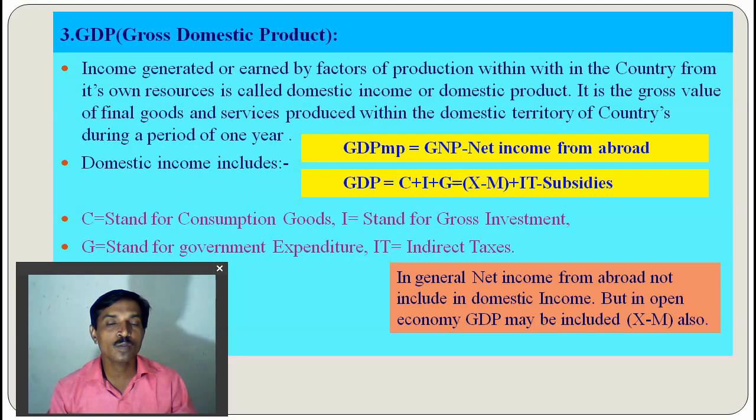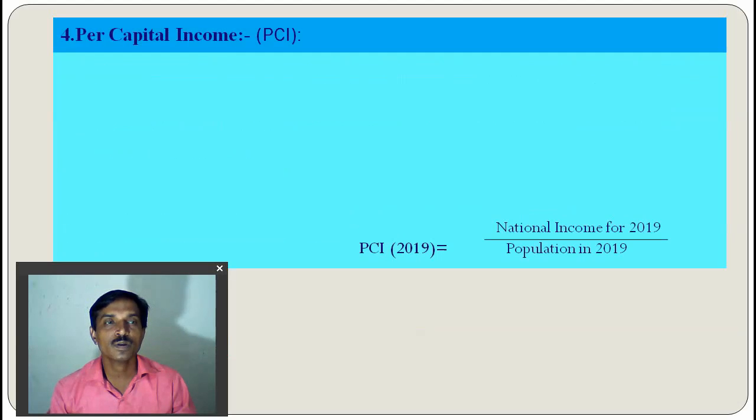But in an open economy, GDP may include X minus M also. And today most economies are open economies. That's why they include the X minus M. The net income from exports is included in the GDP.